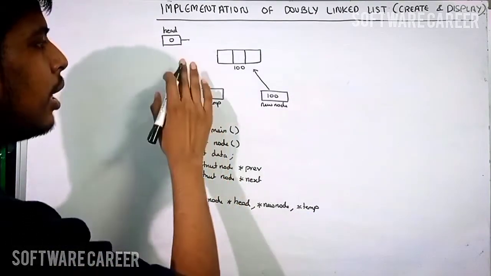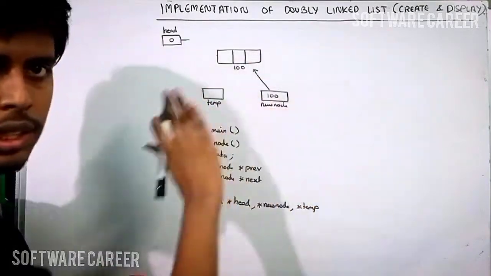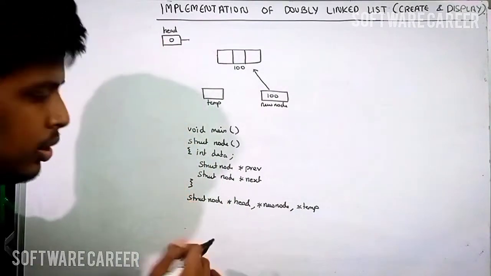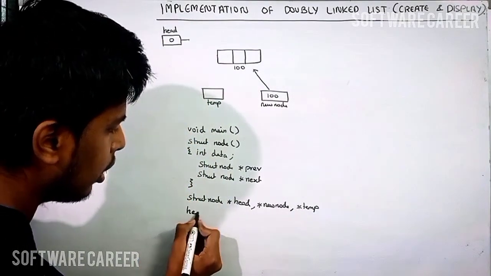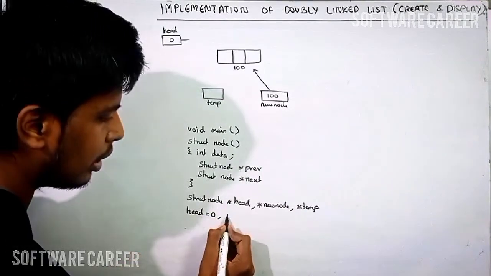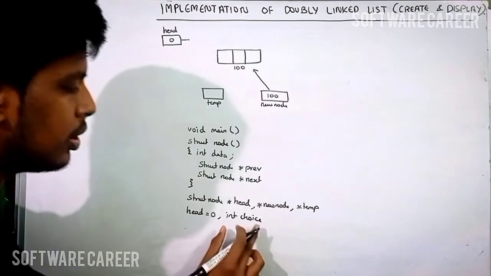Now see, at the start the head value is 0 because no nodes are present in the linked list. The linked list is empty. So the head value is 0 at the start. So I am writing head equals 0. Then I'll write another variable called choice. Int choice. What is this choice?